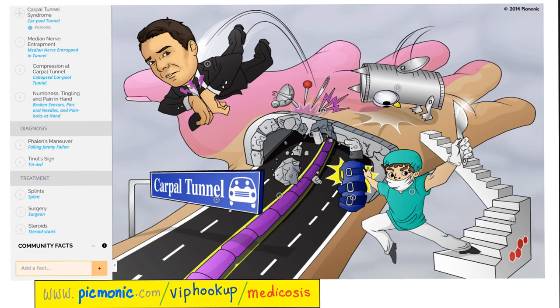Please remember, we treat carpal tunnel syndrome with the 3S: splints, surgery, steroids.